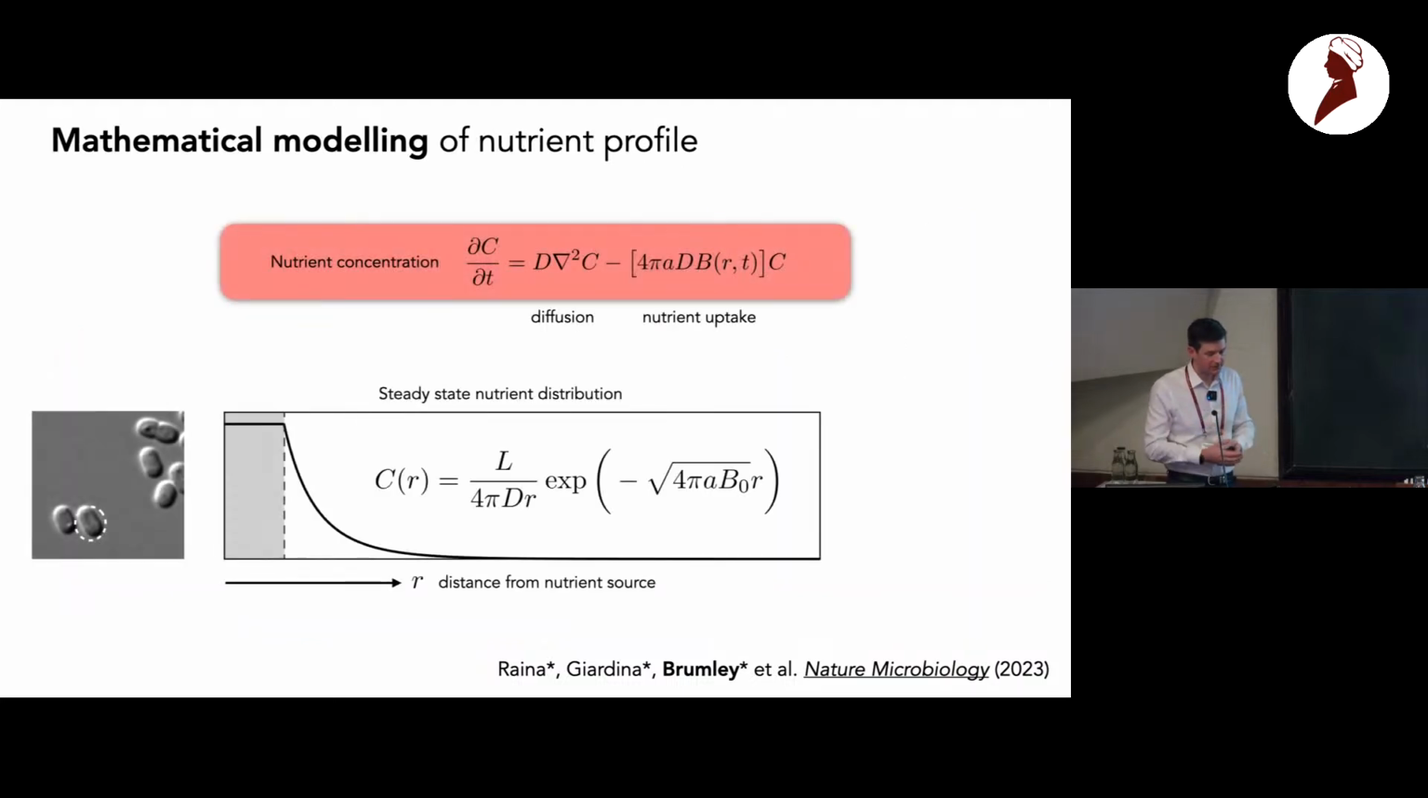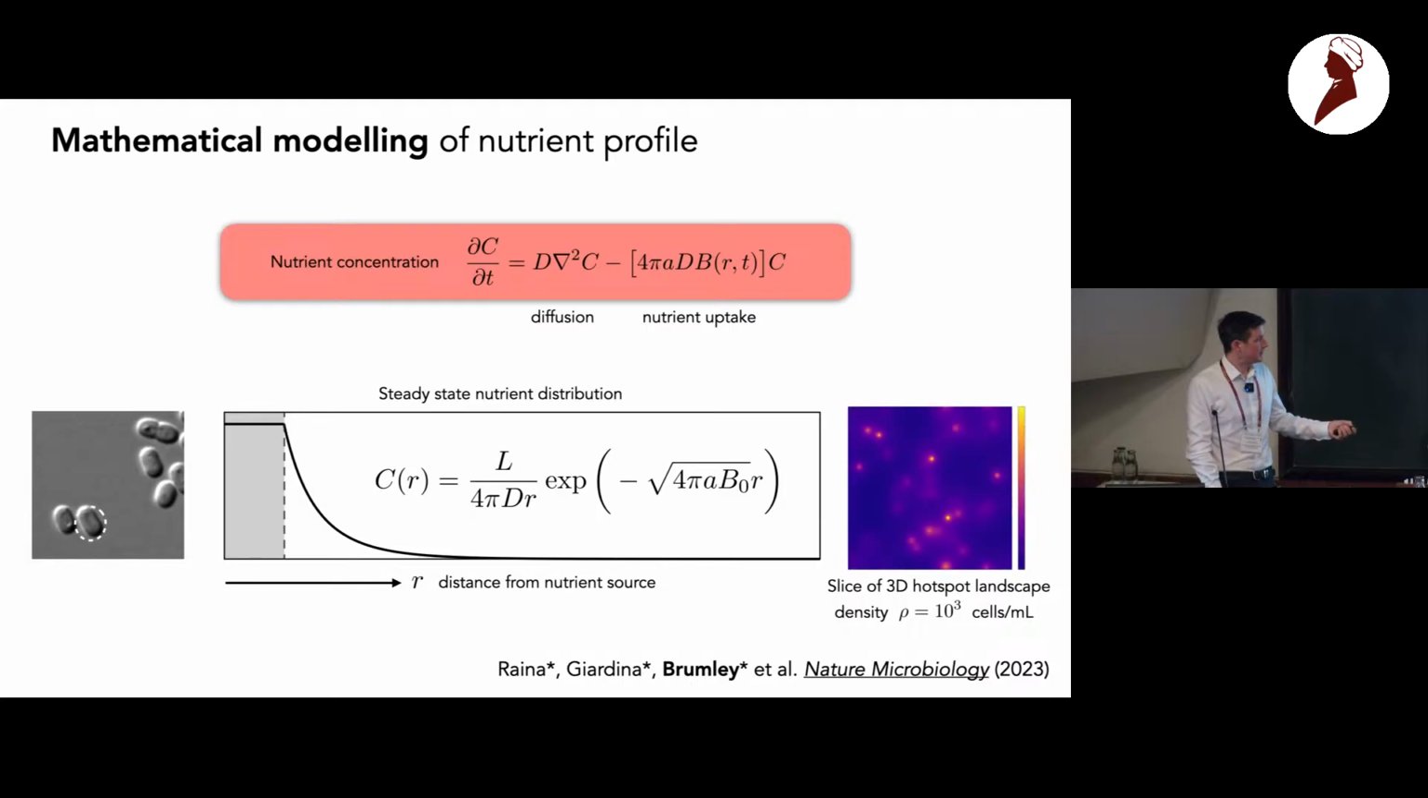I'll just briefly outline the mathematical modelling that we used. Effectively, we're able to model this very accurately by conceptualizing it as a cell that's leaking nutrients spherically, symmetrically into the environment, and it produces a radially symmetric profile of concentration of nutrients. Here, I've shown a two-dimensional slice through this 3D landscape. So this is the environment in which the cells are foraging.